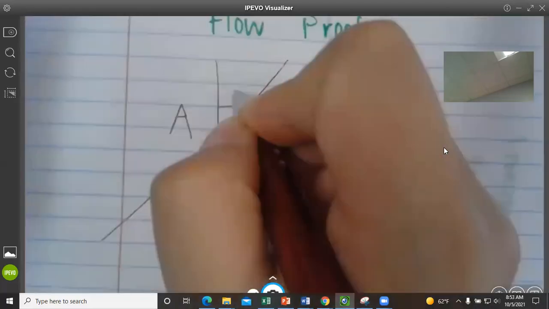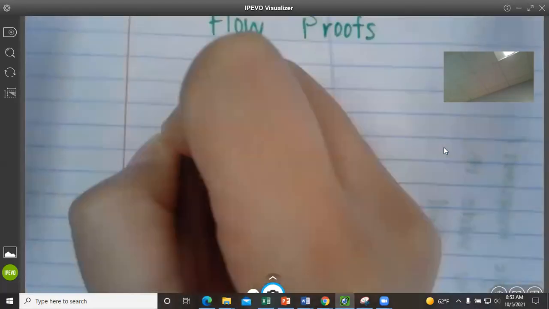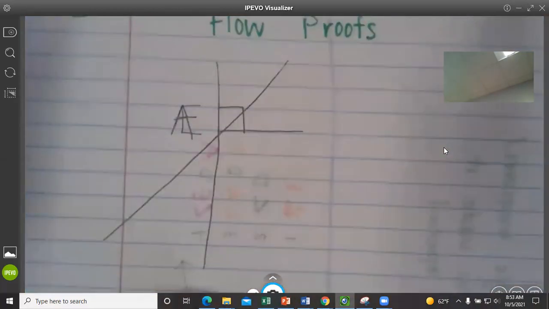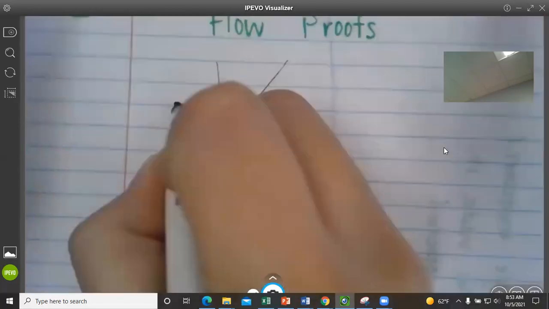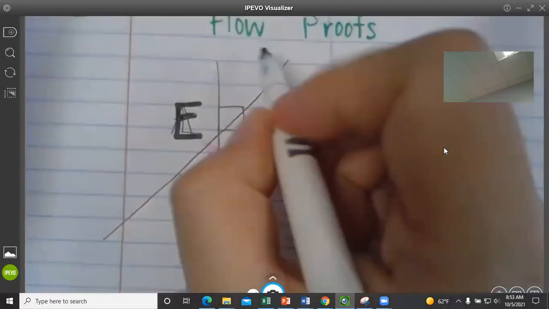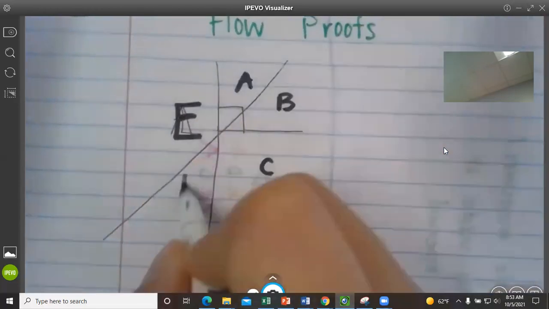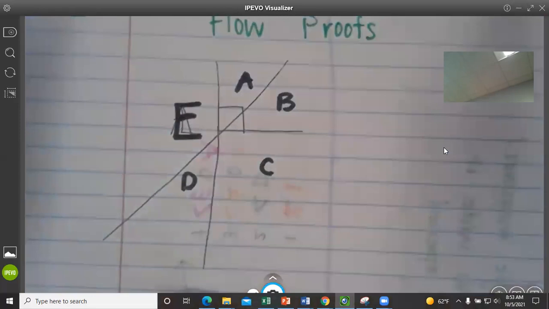I just labeled this wrong. Oops, that's supposed to be E. If you remember on your do now, that was E. Sorry, I put the wrong letter. That's E. That one was A. That one's B. That one's C. That one's D. So this is the one from the do now. You've already done this one.